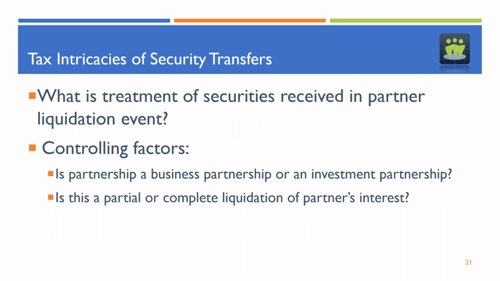So here are some other tax intricacies of when you transfer shares. How are those securities received from the partnership by the partner when they have some sort of liquidation event, either a partial or full withdrawal? There are two main controlling factors, right? What type of partnership is transferring the securities? And is it a full or partial liquidation of the partner's interest?